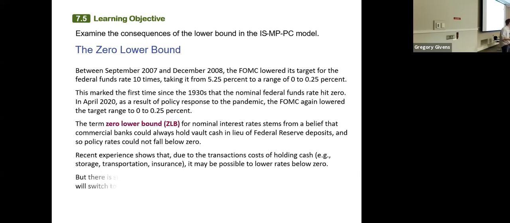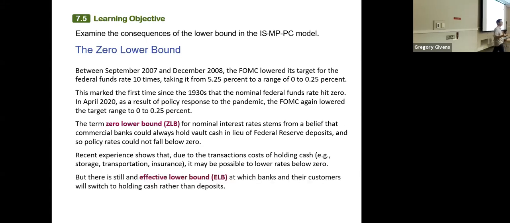Okay, the point remains, however, that there's still going to be an effective lower bound, right? The Fed can't set a negative 100% interest rate, right? Otherwise, banks are going to figure out something else to do. So there is going to be some effective lower bound. Is it negative 0.5 percentage points? Is it negative 1%? We don't really know what that is, okay? But there should be some effective lower bound that's probably a little bit lower than 0, okay?